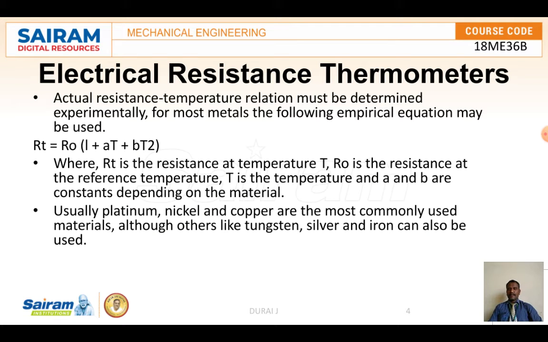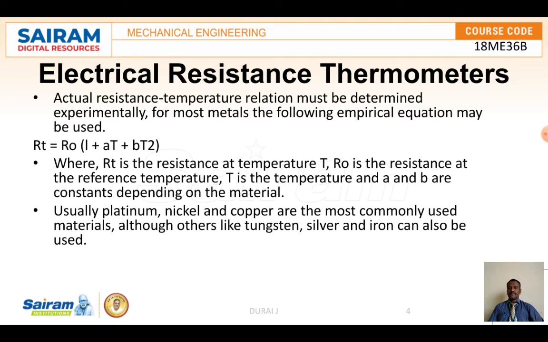In the electrical resistance winding, the actual resistance-temperature relation must be determined experimentally for most metals. The following empirical equation may be used: RT equals R0 into (1 plus AT plus BT squared). With the help of this equation, the resistance at a temperature can be determined. Here RT is the resistance at temperature T, R0 is the resistance at the reference temperature, T is the temperature, and A and B are constants depending upon the material. It depends on many materials, so the constants may vary.